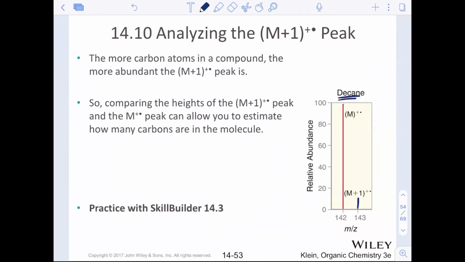Decane, right? C10. So the more carbons you have, the higher that M+1 peak will be, the taller it will be. All right. So the ratio of molecular ion to M+1 peak will help you estimate how many carbons are in the molecule, right?